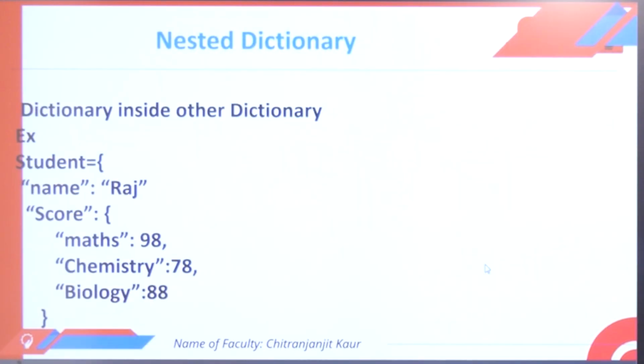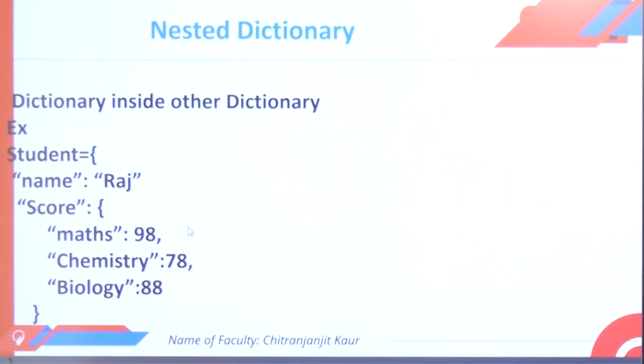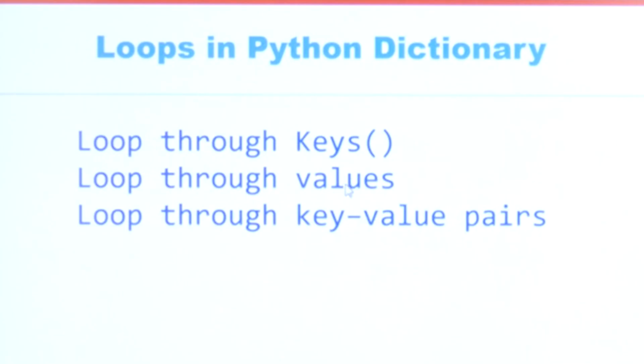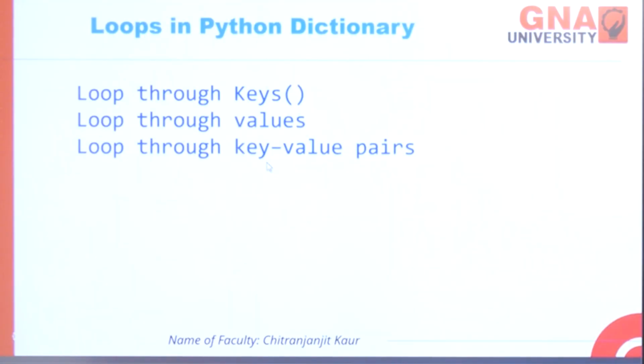Now we can also create a nested dictionary, one dictionary inside another dictionary. For example, here a student name and score are given. So here the student name is Raj and the scores are again in a dictionary: math, chemistry, biology. These are all nested dictionaries. Now looping in the dictionary, we are all aware of these methods, keys, values and items, that give the key value pairs.